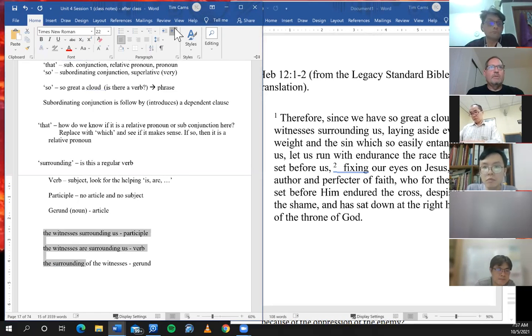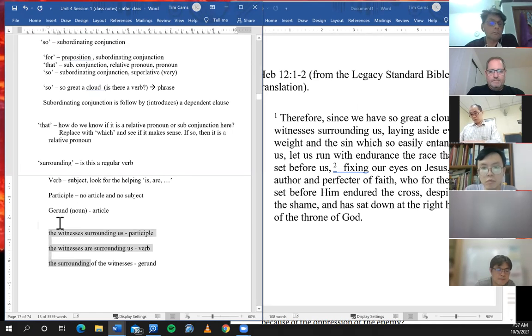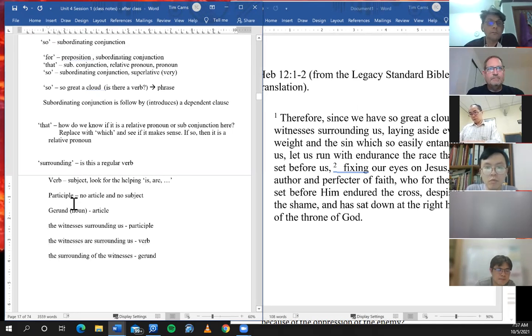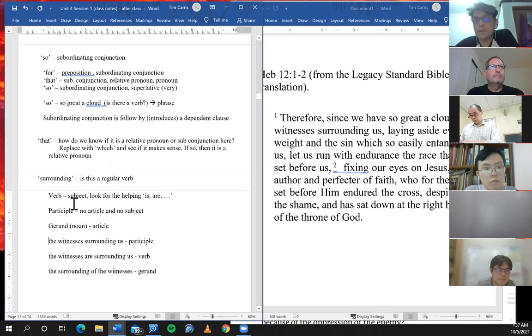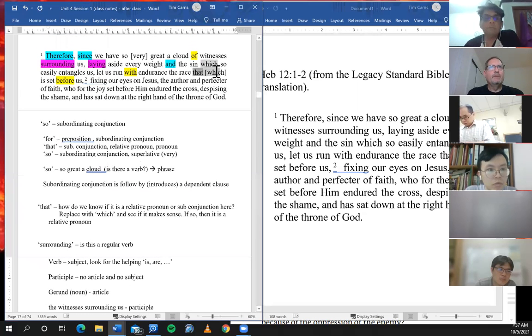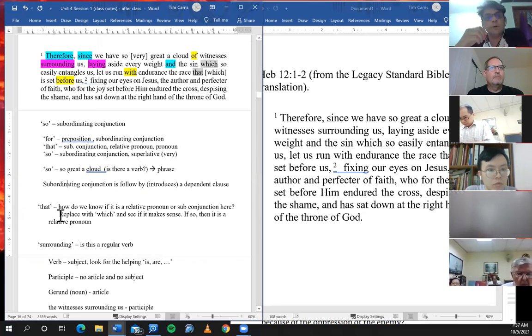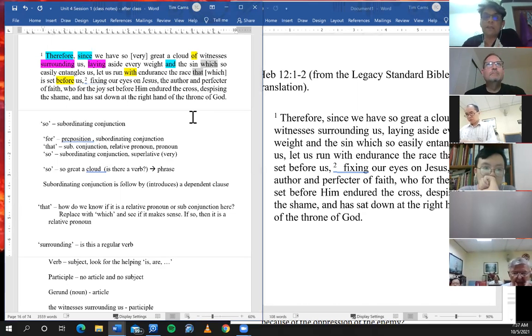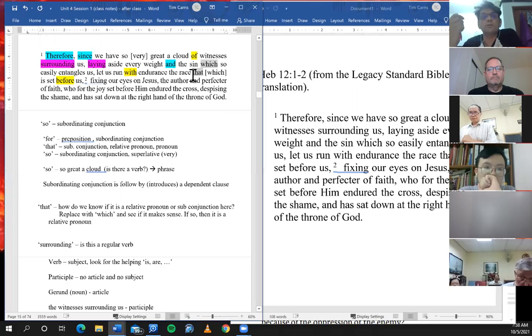Anyone else questions on that? Sir, I have one question. It may be wrong, but because you added the word "which" in brackets, "let us run with endurance the race which is set before us," is it possible, because I'm reading it so many times and I see a meaning, if we remove that "is" and just say "let us run with endurance the race set before us," is that right to do, or is that wrong to do?